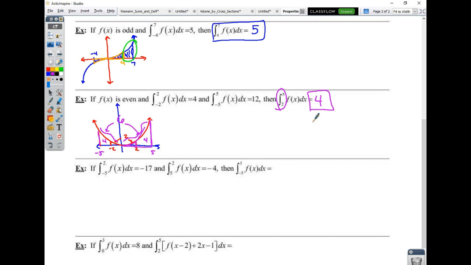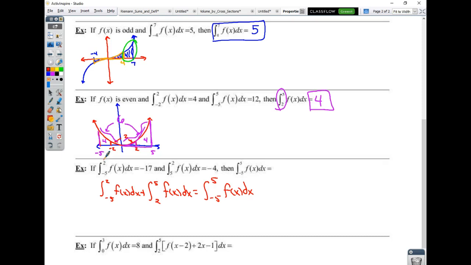Other questions that would require properties would be questions like the one below. If the integral from -5 to 2 of f of x dx equals -17, and the integral from 2 to 5 of f of x dx is -4, then the integral from -5 to 5 of f of x dx, well, we'd have to realize that if I take the integral from -5 to 2 of f of x dx, and add to that the integral from 2 to 5 of f of x dx, that should give me my integral from -5 to 5 of f of x dx.